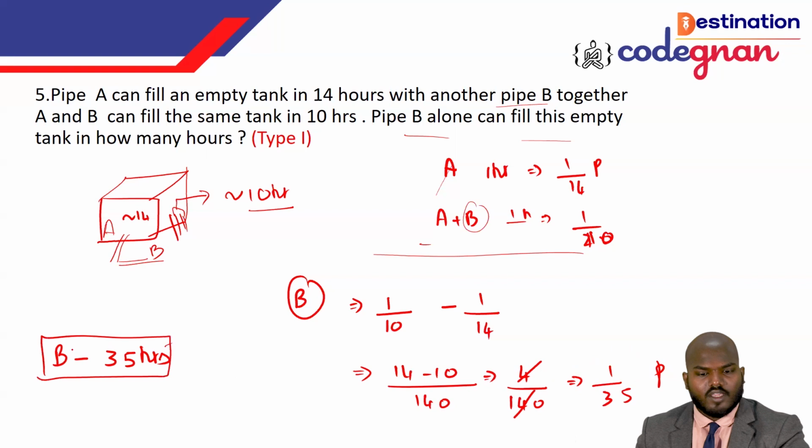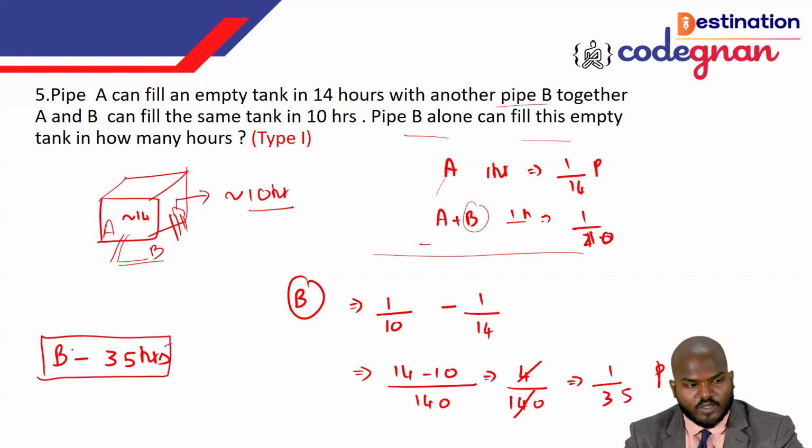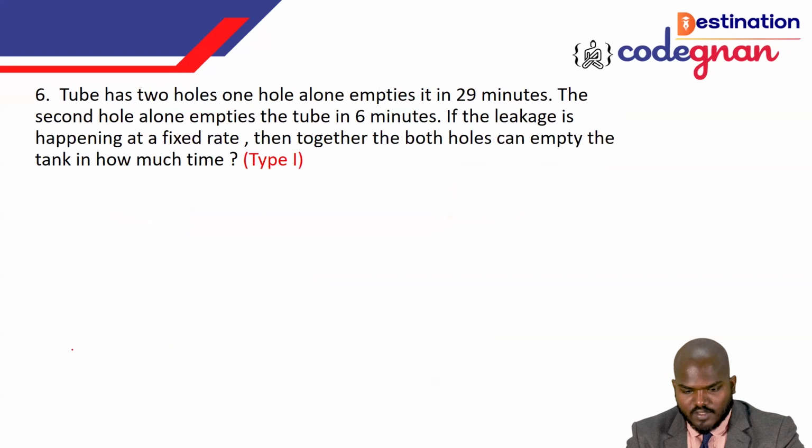This is how we can solve the question with respect to pipes and cisterns, question number 5. Okay, so next question, guys: a tube has two holes. This question is a little bit different, so just read it out.